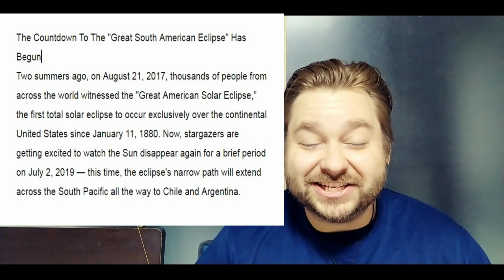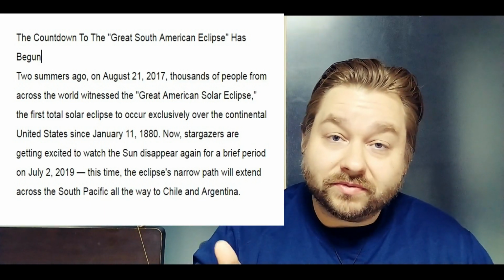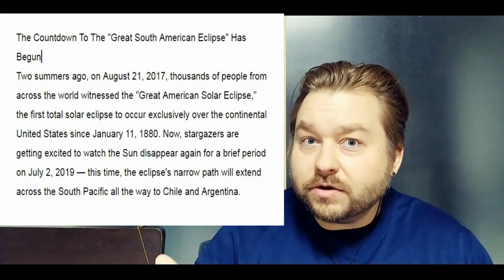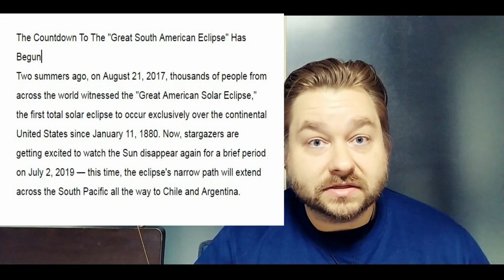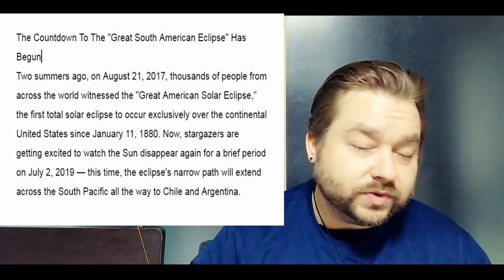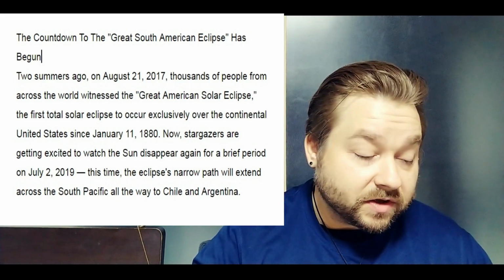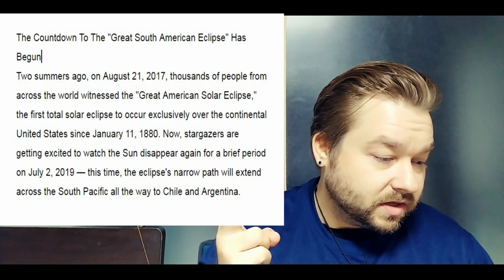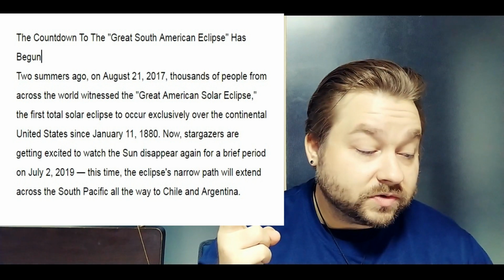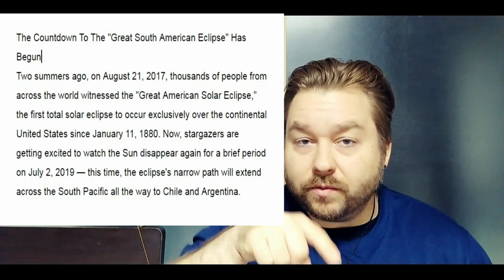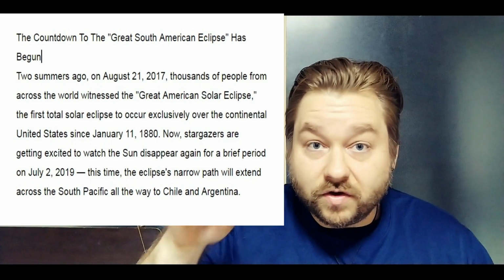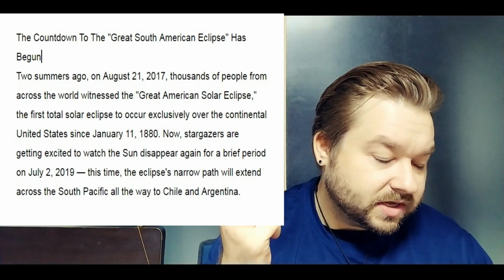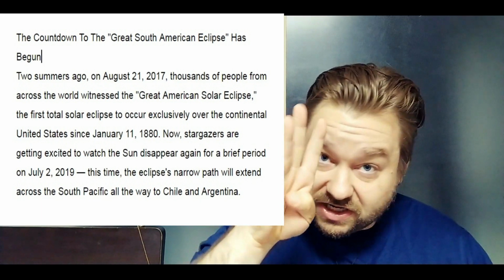Complete English series, when I told you how to break words in sentences like this, we look for commas, periods. These are instant pauses. So here's a pause right here. Two summers ago. We have another comma after 21, right? The 21st. Thousands of people from across the world witnessed, and then now we know from the title, the Great, right? The Great American Solar Eclipse. That's a third pause.